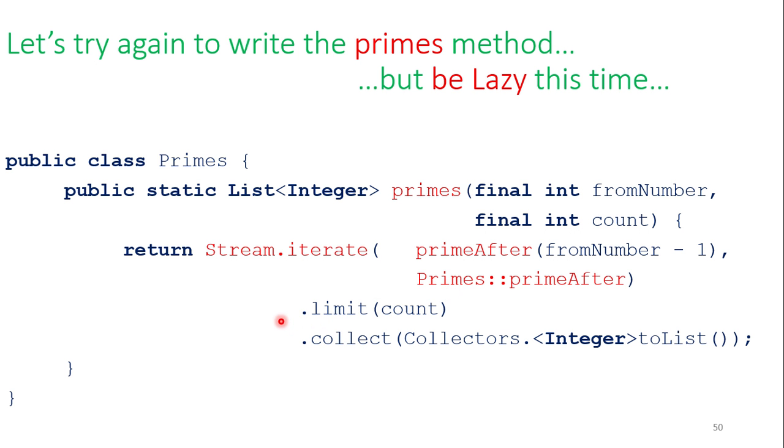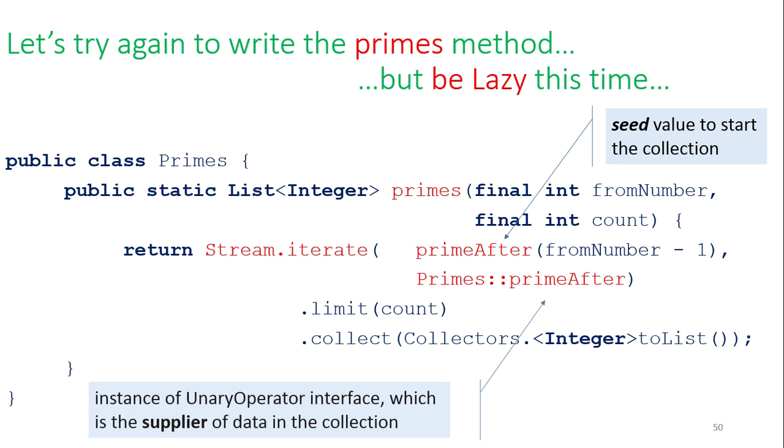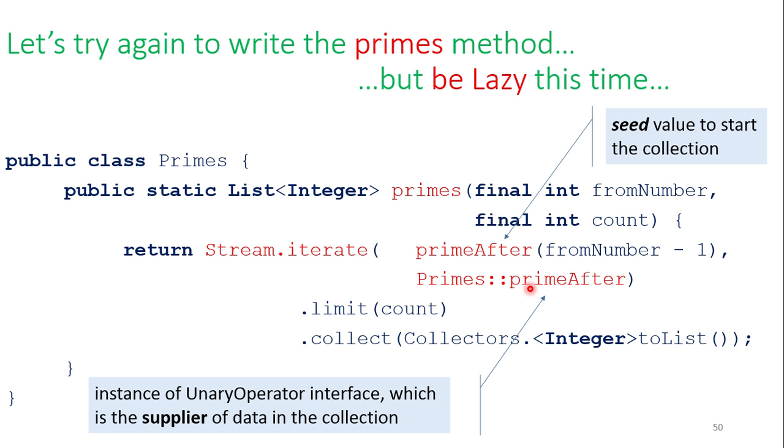And then we use a little trick here. We use the limit intermediary operation. The limit intermediary operation tells us, well, I just want that many elements in my stream. Okay, so we started with a seed value here. Then we provided a lambda, a method reference in this case, but it could be a lambda, that is a unary operator that is actually the supplier of data for our collection. It always takes the previous result as parameter, and generates the next result.